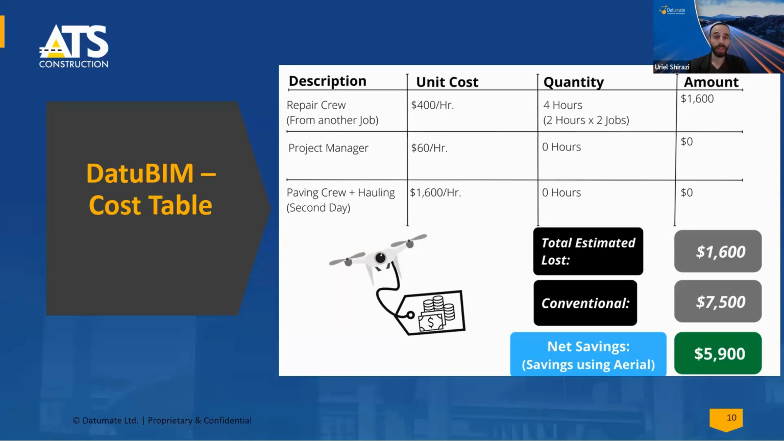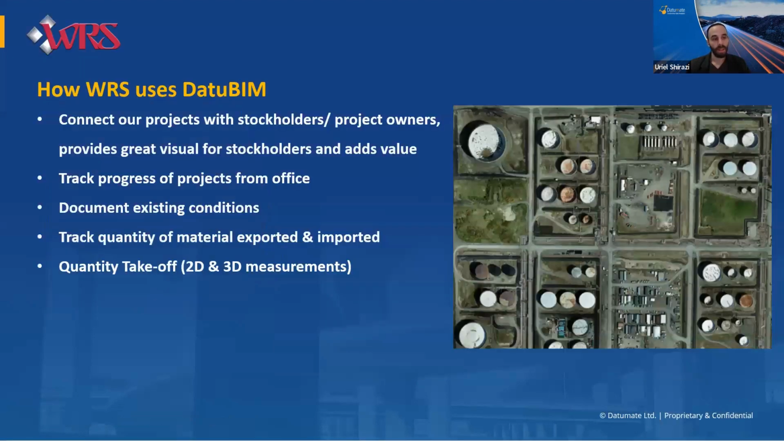Total losses of $1,600, and the savings of using Datumate are almost $6,000 for just one single use case or event when using Datumate. So that's from ATS. And Tom, over to you.